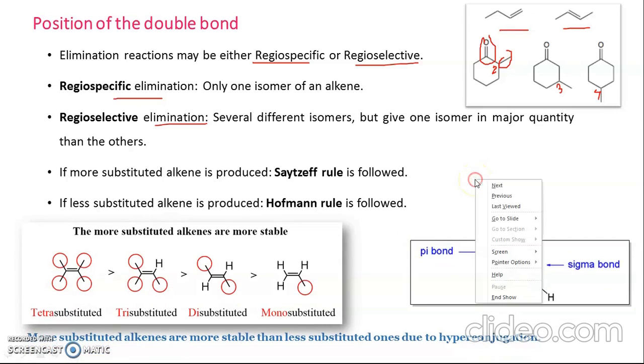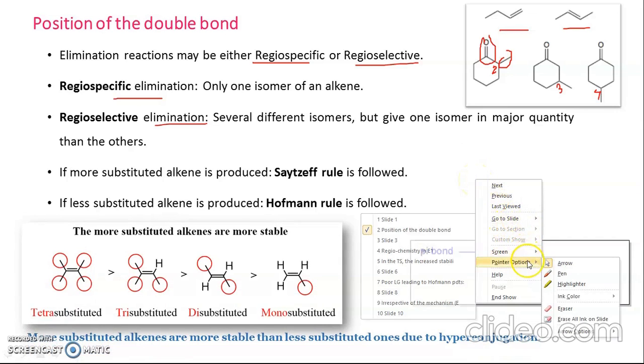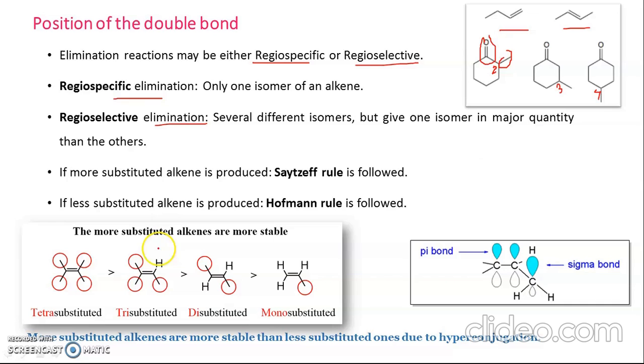Now, more substituted alkenes are more stable. So why it is so? Here there are some examples. Tetra-substituted alkene. You can see here we have 4 methyl groups. Tri-substituted, 3 methyl groups. All the methyl groups are highlighted here. 2 methyl groups, and in the last one there is only 1 methyl group. So more substituted alkenes are more stable than less substituted one.